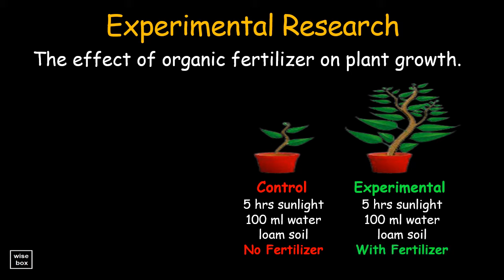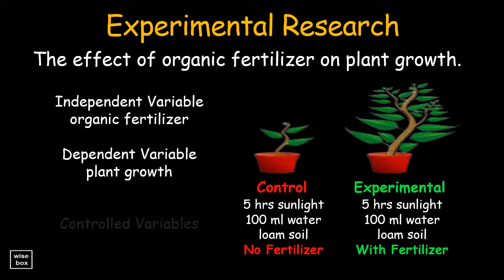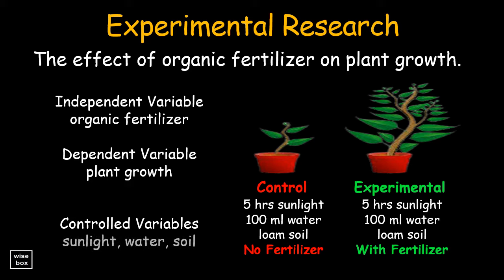In this case, the independent variable is the organic fertilizer. This is the one that causes change in the dependent variable, which is plant growth. Also, the controlled variables, which must remain constant throughout the experiment, are the amount of sunlight and water, and the type of soil.